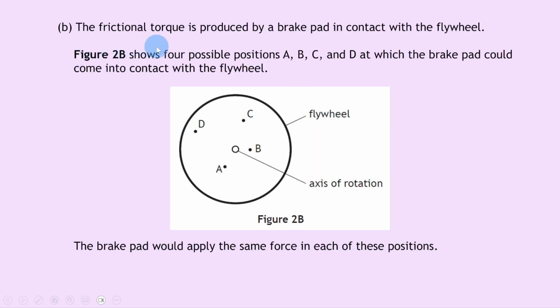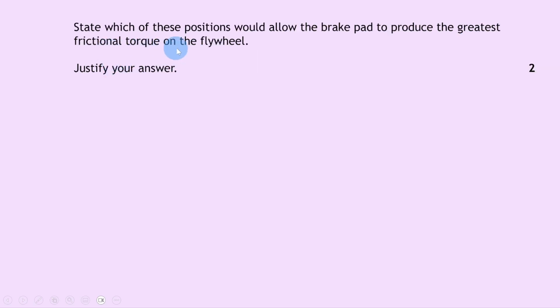Lastly, part B says the frictional torque is produced by a brake pad in contact with the flywheel. Figure 2b shows 4 possible positions A, B, C and D at which the brake pad could come into contact with the flywheel. So you've got your flywheel there, you've then got your points A, B, C and D, and it shows us the axis of rotation directly in the middle of the flywheel. It then says the brake pad would apply the same force in each of these positions. State which of these positions would allow the brake pad to produce the greatest frictional torque in the flywheel. Justify your answer, and notice how this is worth 2 marks.